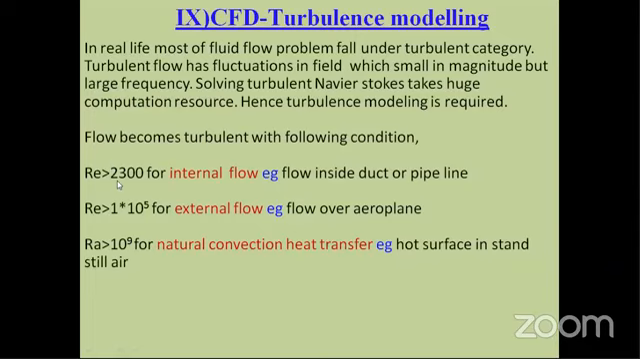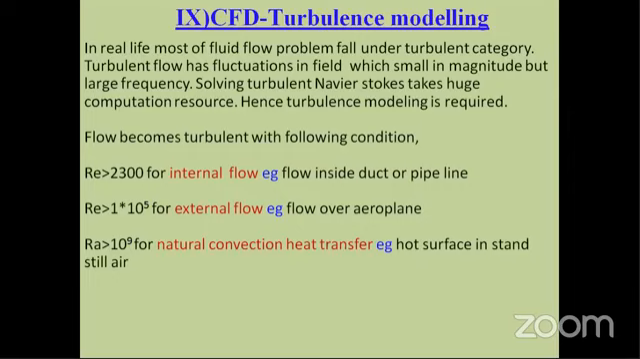For flow through a pipe, if the Reynolds number is less than 2300, it is laminar, and if the Reynolds number is more than 4000, it is turbulent. Okay, now let us move to the external flow. For external flow, if the Reynolds number is more than 1 × 10⁵, the flow is what? Turbulent. Please understand, even natural convection flow can become turbulent.